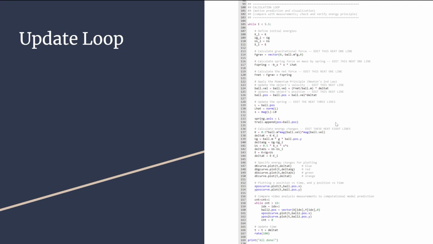And over here we calculate the energy changes by, after our velocity and position are updated, we redo the equations and then calculate the change based off of the new variable minus the old variable. So we do this for kinetic energy, gravitational potential energy, spring potential energy, and total energy. So after that, this is just plotting everything. And here are our models.